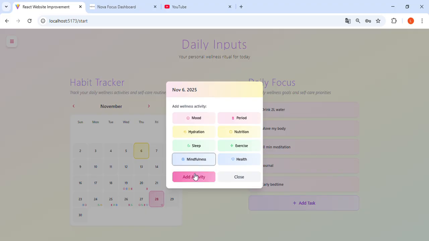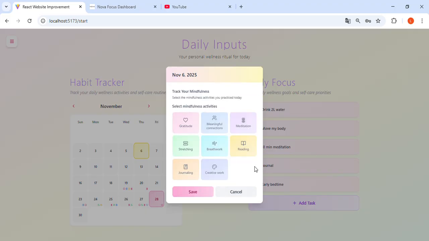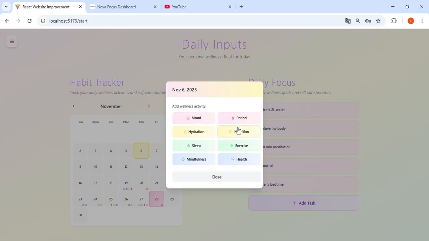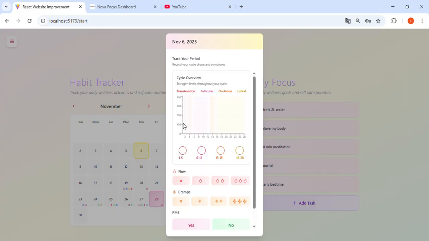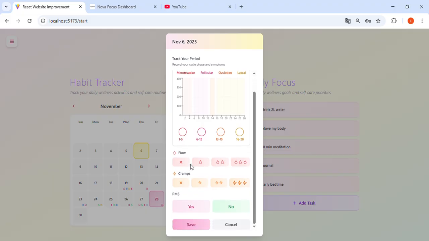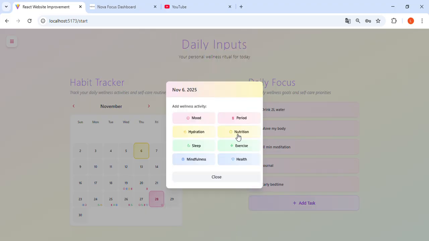Now for mindfulness, this tracks some mindful activities that you did or didn't do, that you can select really nicely. And then we have the period tracker, which shows the flow of the period via the estrogen levels, and the user could actually indicate in what phase they currently are, how their flow is, the cramps, whether they are PMSing or not.